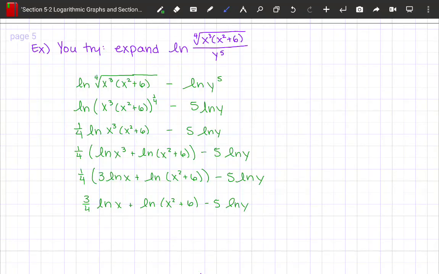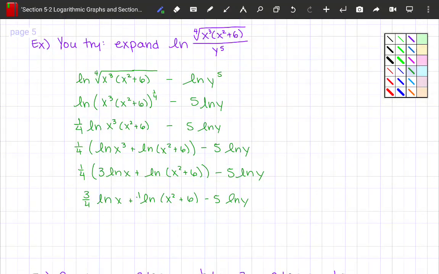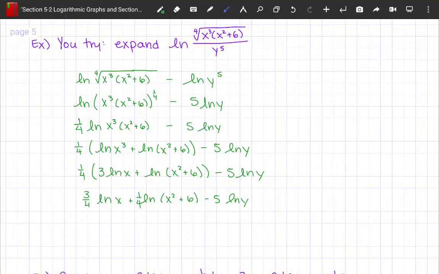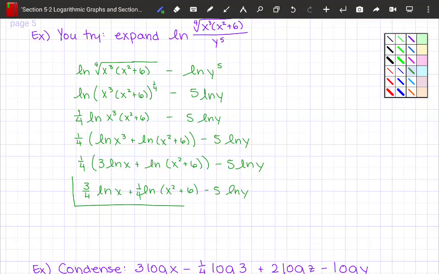That was it. But now I can distribute the 1/4 to each term. There we go. So the 1/4 gets multiplied by that, and there's our answer. I will go ahead and box it.